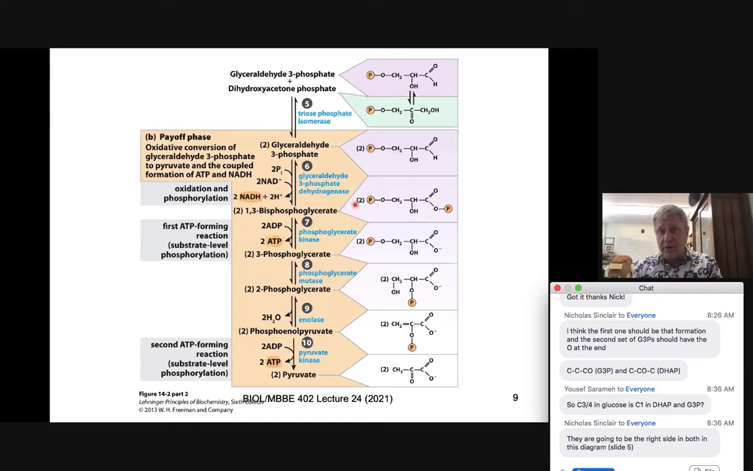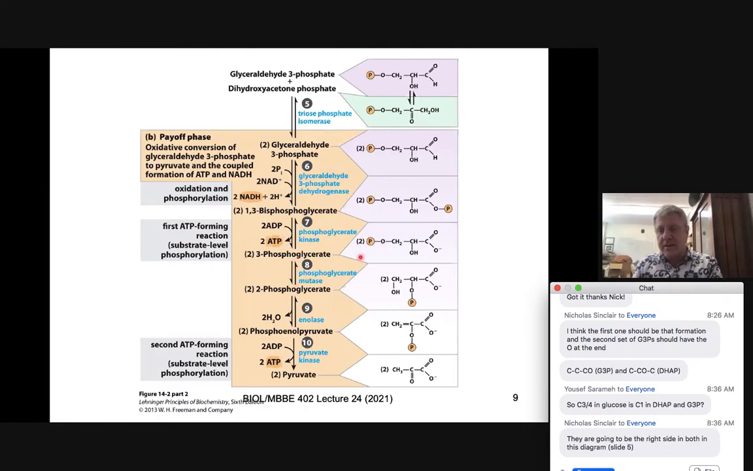Remember, we have two molecules of this coming through. So we're going to consume two molecules of ADP and make two molecules of ATP utilizing the enzyme, which is reversible, the phosphoglycerate kinase. Okay, so a kinase causing the removal of that phosphate group. We then produce the 3-phosphoglycerate molecule. That 3-phosphoglycerate is going to go through a mutase reaction, causing a rearrangement through the phosphoglycerate mutase reaction. Again, a reversible reaction.